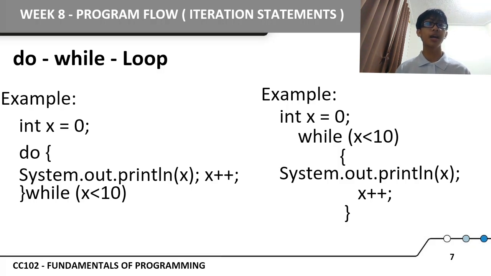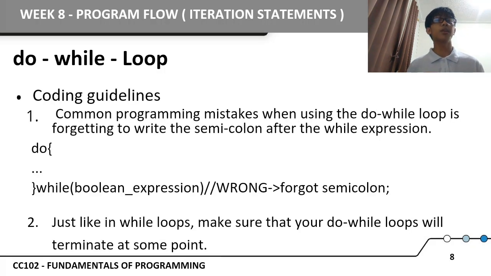Both loops will output the same result, printing numbers from 0 to 9, but the do-while loop ensures the code runs at least once even if the condition is false initially. When using a do-while loop, it's important to remember a couple of things to avoid errors. First, don't forget to add a semicolon at the end of the while condition, as omitting it will cause a syntax error.